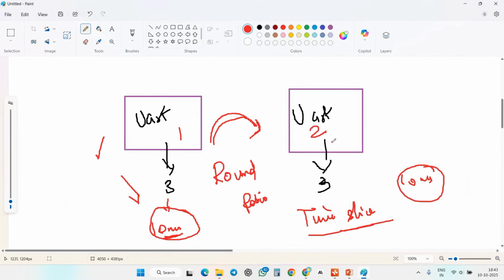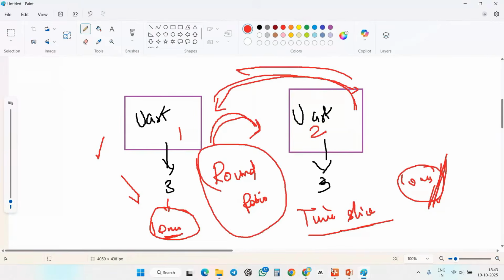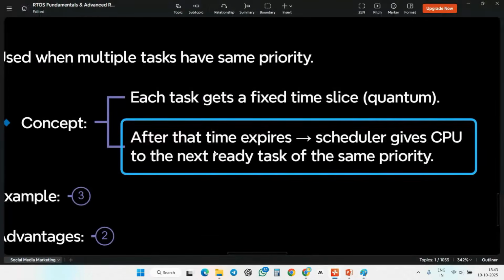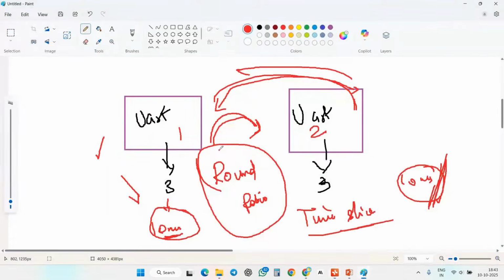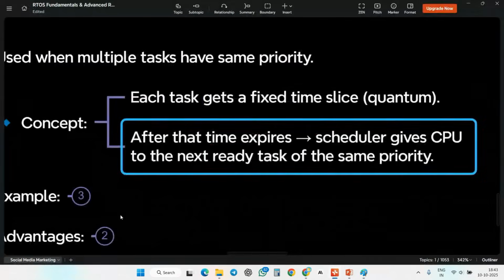Whether it has been completed or not, it is not considered once the time has reached this line. It automatically moves to the next task again. So it repeatedly happens: task 1, task 2, task 3. This is called the round robin technique. After the time expires, the scheduler gives the CPU to the next ready task of the same priority. So this is what I have explained. Once the time has expired, it automatically moves to the next task.